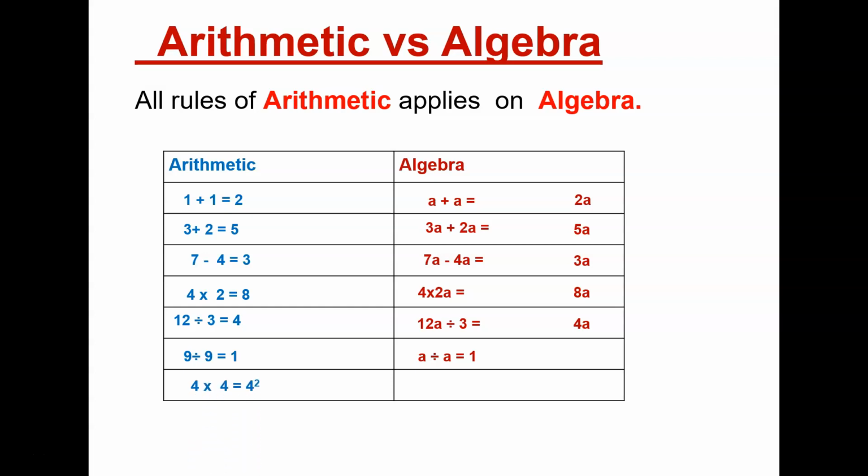And finally, 4 times 4 gives you 4 with a small 2 on top of it. We call it 4 squared, 4 to the power of 2. When we write a number this way, we say this number is written in indices form. So that's the first example of indices that you have seen today. a times a, guess what? We'll go a squared. This is arithmetic written in indices form, and this is algebra written in indices form.